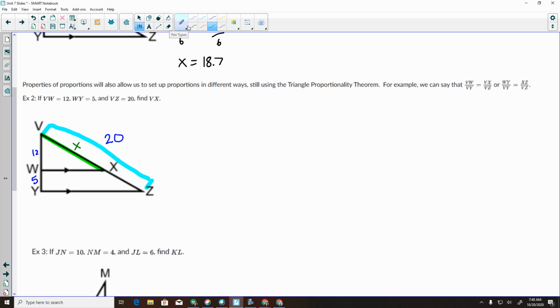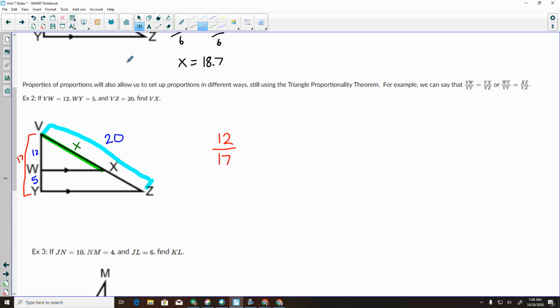Well, if we're trying to solve something like this, again, our strategy here is going to be to take VW and divide that by VY. So now I'm not going to just take 12 and put that over 5, but instead I'm going to take 12 and then divide that by the whole entire side here, V all the way to Y. So what is the distance from V all the way to Y? Well, that's going to be a combination of both of these. So 12 plus 5 is 17. So I would put 17 in the denominator.